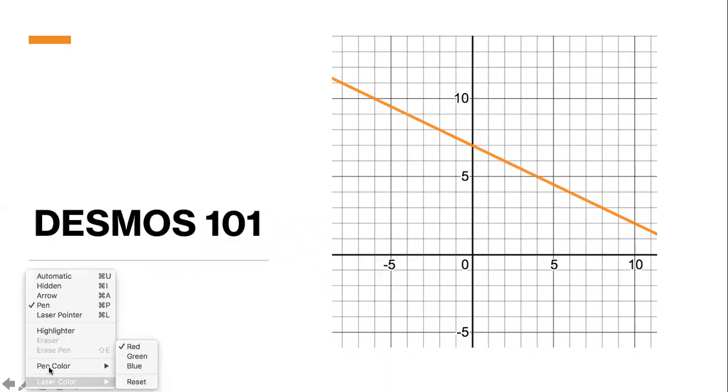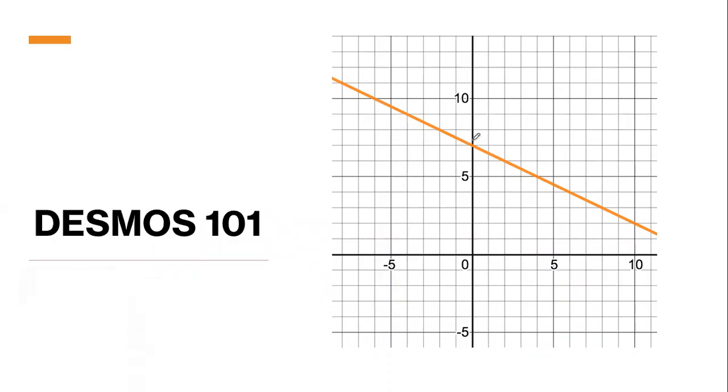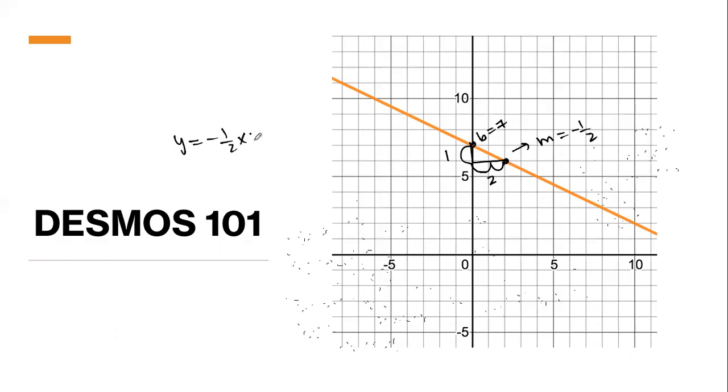And how can I use Desmos? Well, from here, the y-intercept is 7. For my slope, find 2 points on my line. This line is going down, so my slope is negative. And this is going down by 1 over 2. Rise is 1, run is 2. So my slope is negative 1/2. So my equation should be y equals negative 1/2 x plus 7.